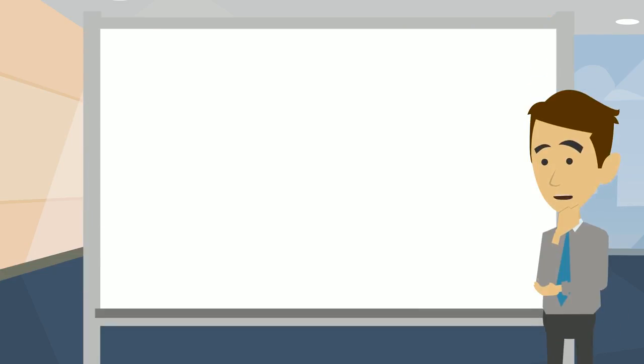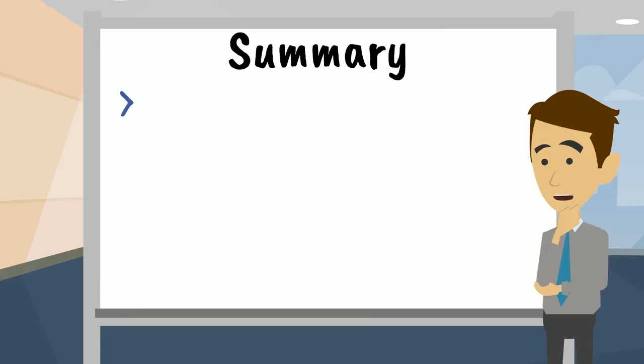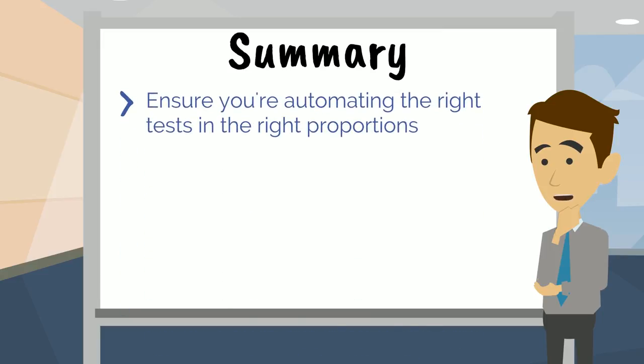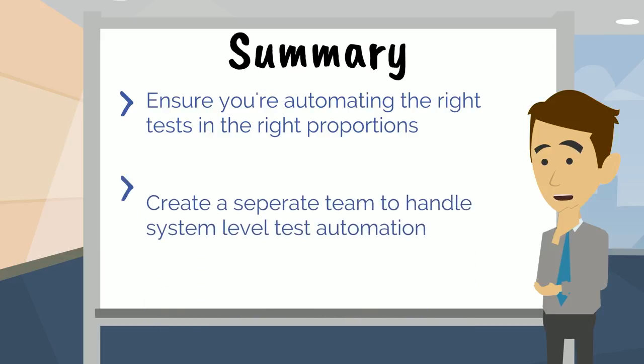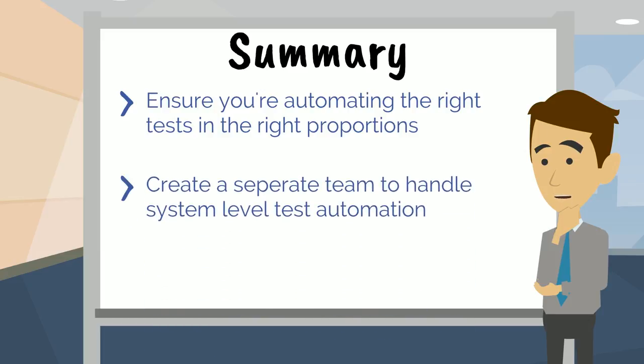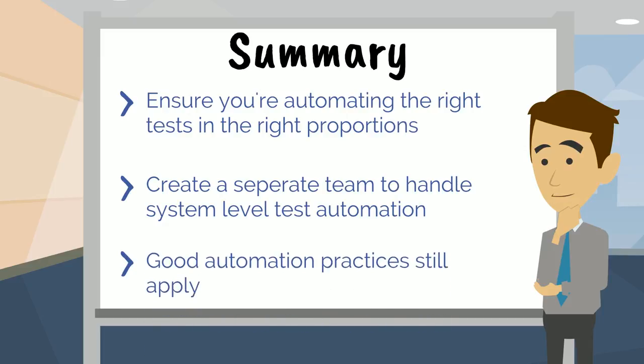To summarize, test automation is fundamental to successful Agile development. However, not all test automation is created equally. First, use the test automation pyramid as a guideline to ensure you're automating the right level of tests in the right proportions. Second, consider carving off system-level test automation to a separate team where you can avoid a lot of the issues that are experienced when the dev teams are responsible for all automation. Finally, the foundational rules of automation still apply even in Agile. Most importantly, make sure you're executing in an environment with predictable data.